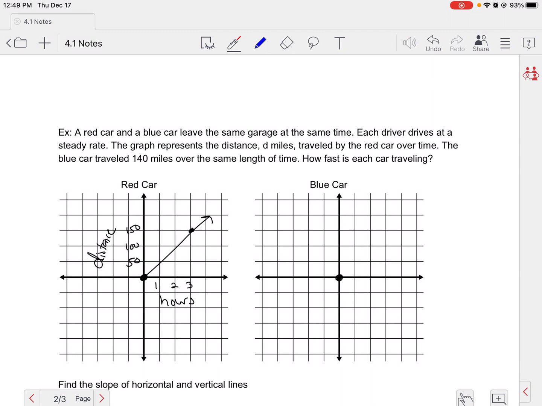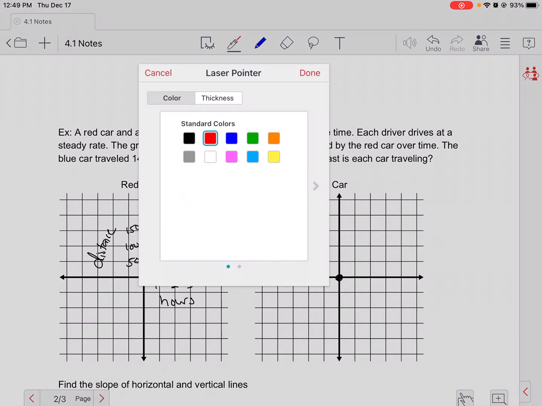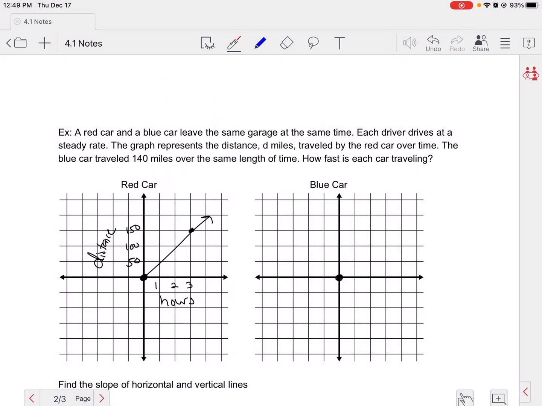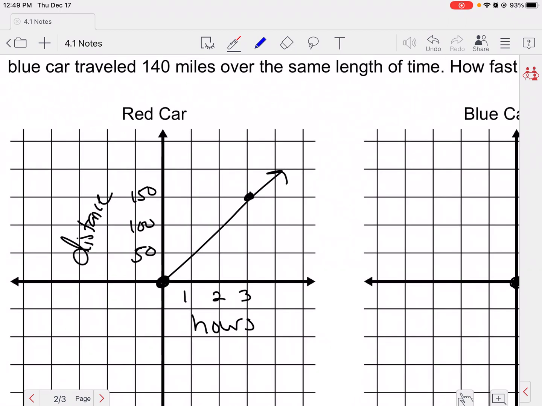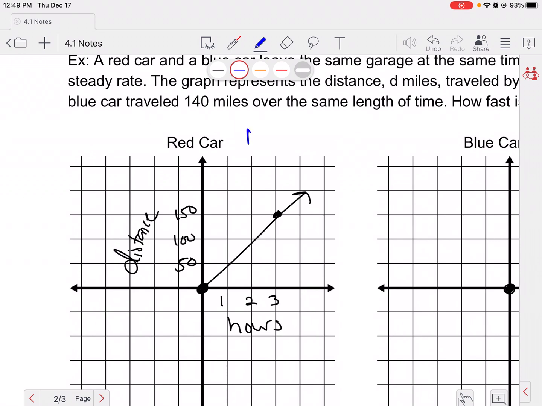And then it tells us the blue car traveled 140 miles over the same length of time. How fast was each car traveling? And this directly relates to slope, because slope is what we call the rate of change, or the speed, okay? So the red car, we can see we're going for 3 hours, and we traveled 150 miles. So if I had to find the slope of this one, the rise is 150 over the run, which is 3, right? Because we're counting by 50s here, so we want to make sure we're counting by the right number. And then we're going over 3 because we're counting by 1s on the x-axis. And 150 divided by 3 is 50, so we always want to reduce that.